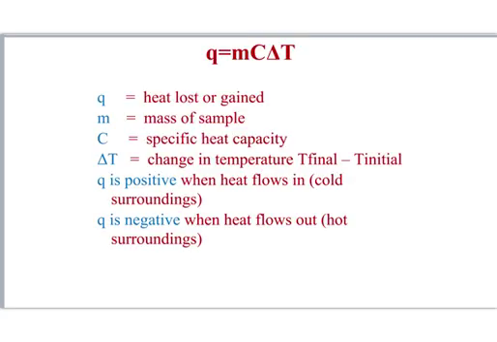All right, we went over the equation Q equals mCΔT. Here's a refresher of what everything means. Q is the heat, m is the mass, C is the specific heat of the material, and delta T is the change in temperature, the T final minus the T initial. If Q is a positive number, that means heat is flowing into the system. The surroundings are going to get cold. If Q is negative, heat is going to flow out of the system and the surroundings are going to get hot.